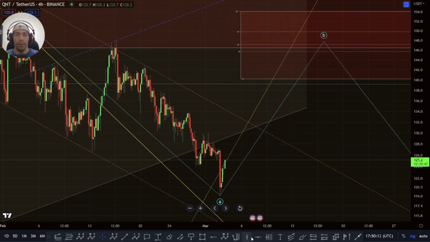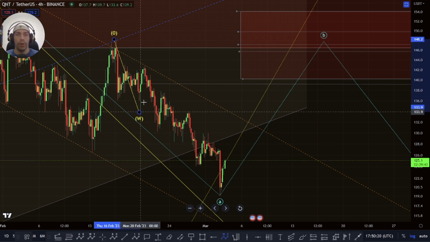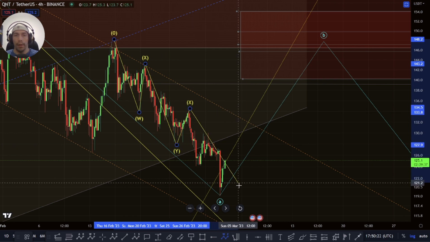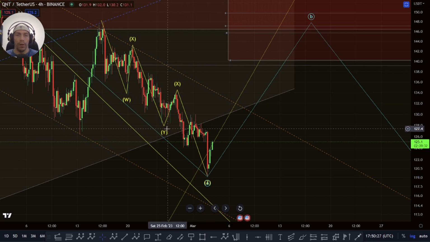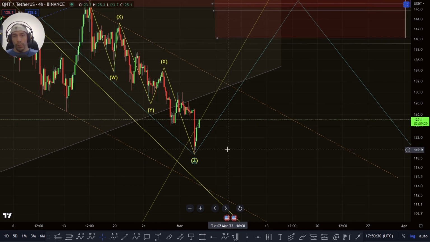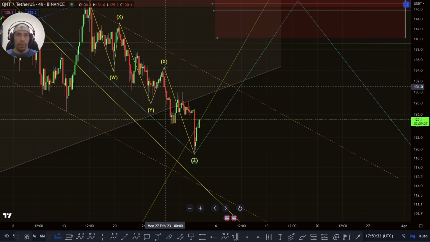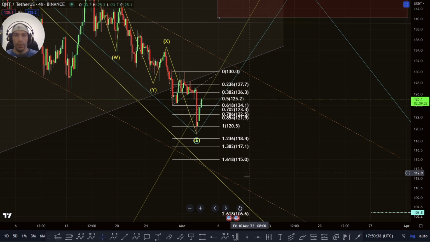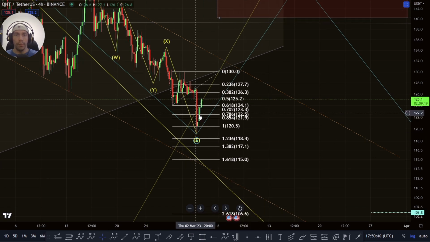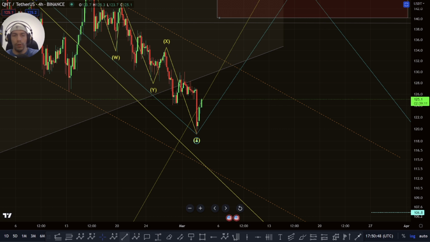So the way I was looking at this is that within this structure, we had a W, X, Y, X, and then a Z into this low. So basically a triple zigzag to the downside here. So if we do start to push down deeper here, the zone that I'd be looking for to confirm this would be dropping down past this zone of this 115. Though really we would have to say that the extension would be here, if that's the case, and we're looking for extension to the downside.